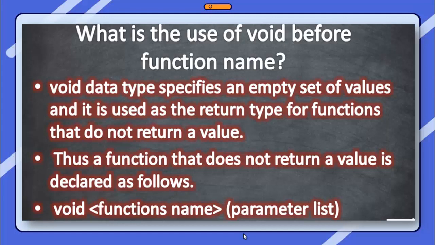The void data type specifies an empty set of values, and it is used as a return data type for functions that do not return a value. Thus, that particular function will not return any value. So that is why we are using the void function.